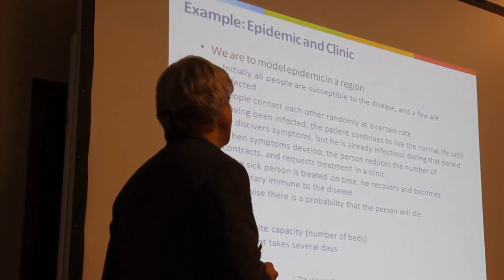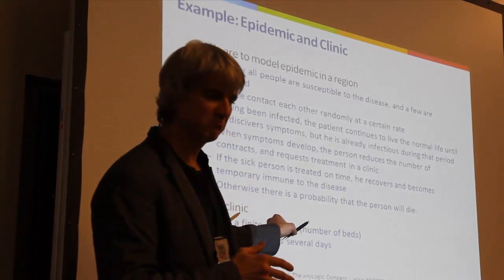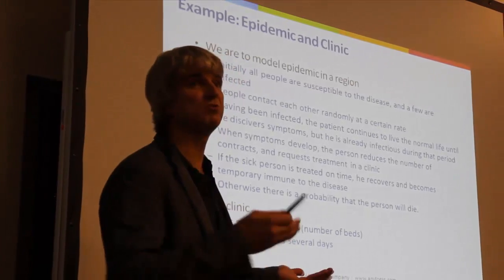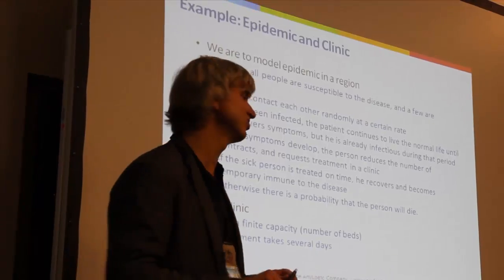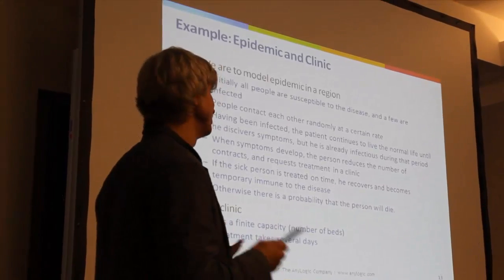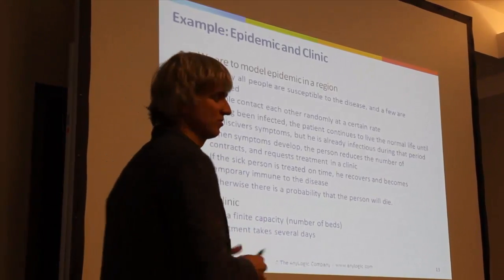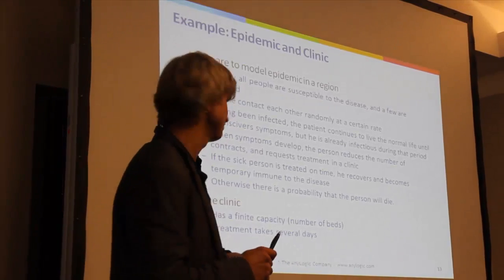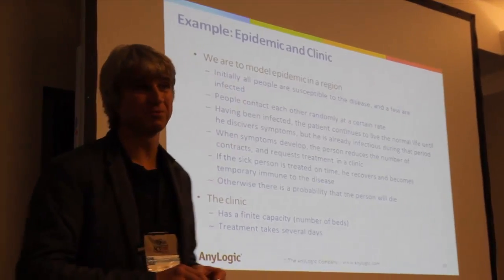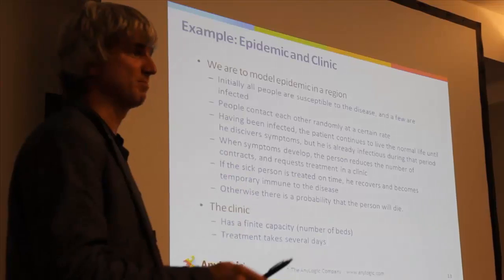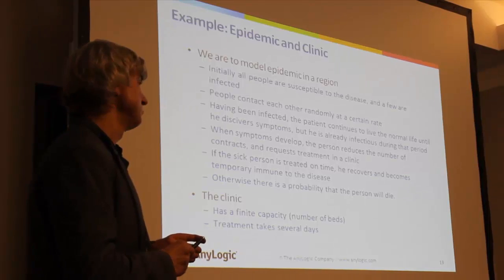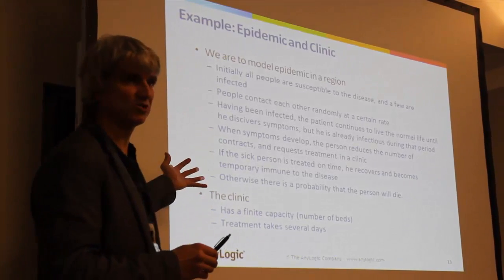Now, if the sick person is treated on time, then he recovers and becomes immune, temporarily immune to the disease. Otherwise, there is a probability that the person will die if he is not treated. But that probability, as we will see, is pretty low. The clinic, we'll build a very, very simple discrete-event model of a clinic, finite capacity, deterministic treatment time. And these two things will interact.